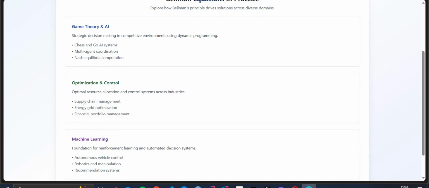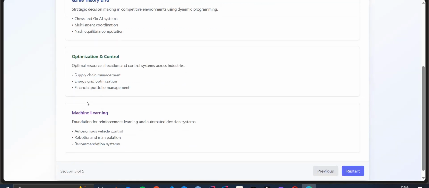And in optimization and control, the Bellman equation guides how resources are allocated or how systems maintain stability. Power grids, for example, use dynamic programming to decide how to distribute energy efficiently. And financial portfolio management uses the same principle to balance risk and reward over time.